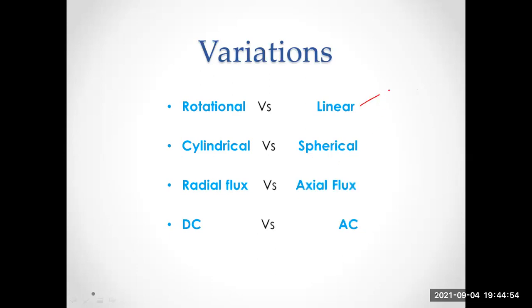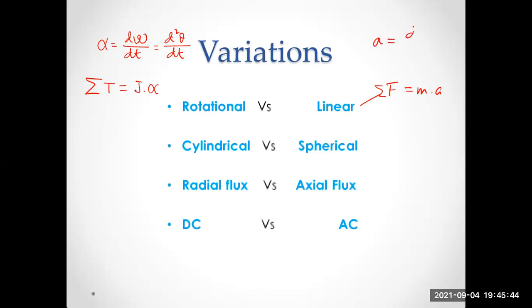Okay, so for linear, we write force equals mass into acceleration, isn't it? And for rotational, what should we write? Tau, the summation of torque equals I alpha. Generally we call it J because we generally represent current as I. So generally we use J and alpha. Alpha is basically d omega by dt, or you can write it in terms of the angular position theta. And here also the acceleration a we can write as dv by dt, or as the double derivative of displacement. Am I right?